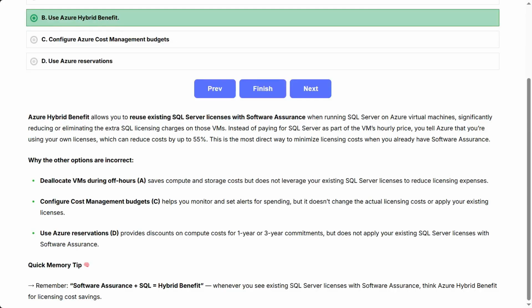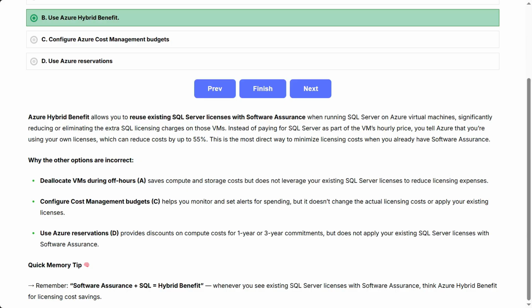Instead of paying for SQL Server as part of the VM's hourly price, you tell Azure that you're using your own licenses, which can reduce costs by up to 55%. This is the most direct way to minimize licensing costs when you already have software assurance. Why the other options are incorrect. Deallocate VMs during off hours, A. Saves compute and storage costs, but does not leverage your existing SQL Server licenses to reduce licensing expenses.